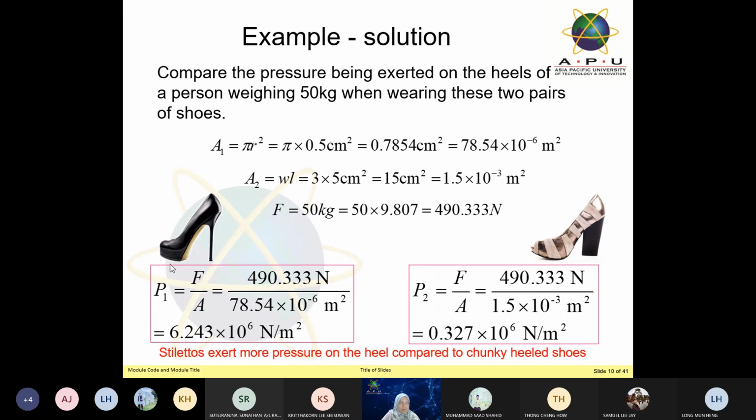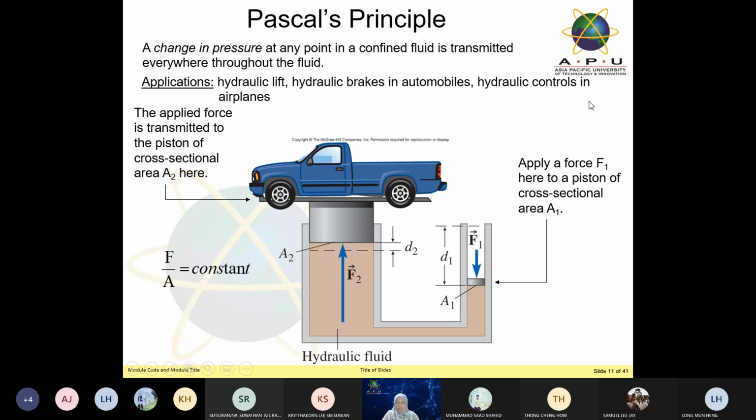Because from the eyes you can see this one very small, this one very big. This one is about the same as this. If the front is assumed the same area, then can count the back only. Okay, can count the heel only. If not assumed as same, then you must calculate all. Okay?